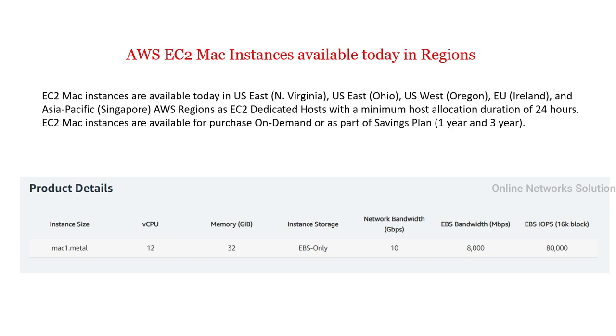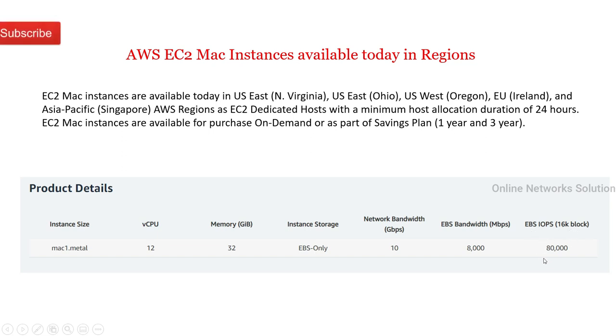EC2 Mac instances are available for purchase on demand or as a part of Savings Plans, 1 year and 3 year. Product detail: by default, the product detail is launched by AWS for the EC2 Mac instance. Instance size is mac1.metal, vCPU is maximum 12, memory 32 GB, instance storage is EBS only, network bandwidth 10 Gbps, EBS bandwidth 8000 Mbps, EBS IOPS 16K, block 80,000.